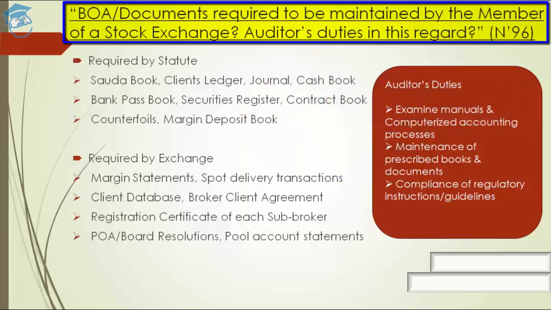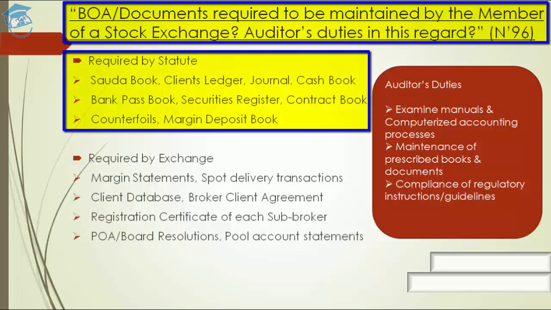So guys, there are some of the books of accounts, there are some of the documents which are required to be mandatorily maintained by the members of stock exchange. They can't deny that fact. And the second question is, what should be our duty as an auditor in that particular regard? So let's understand first of all the different books of accounts and documents. Number 1, the ones which are being required by the statute itself.